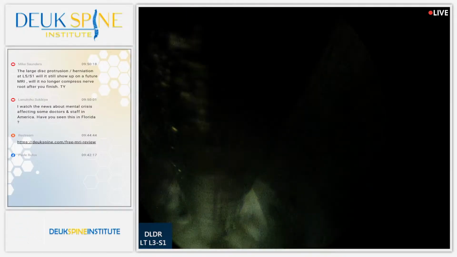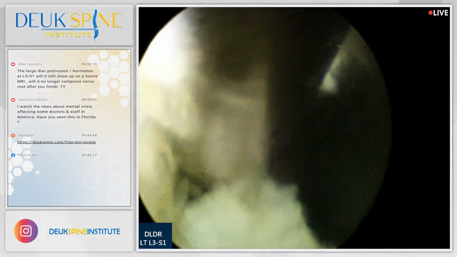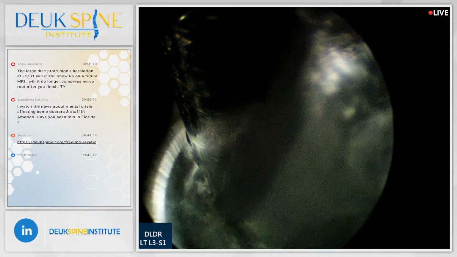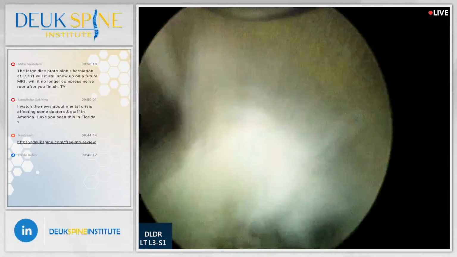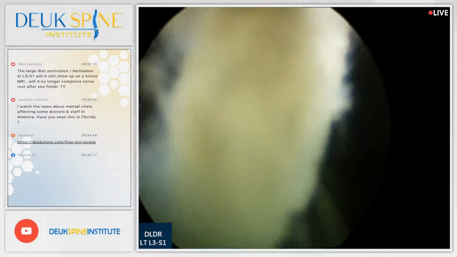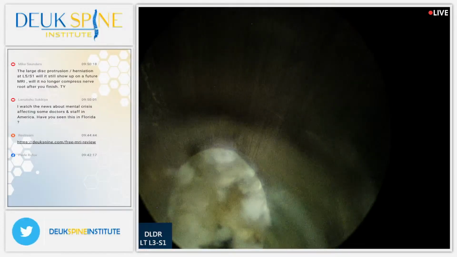Remember, everybody out there has disc herniations. Every single human being over the age of 45 has a herniated disc, but we have no symptoms. Only about 10 or 15% of people have symptoms. And the reason is that most herniated discs are asymptomatic.